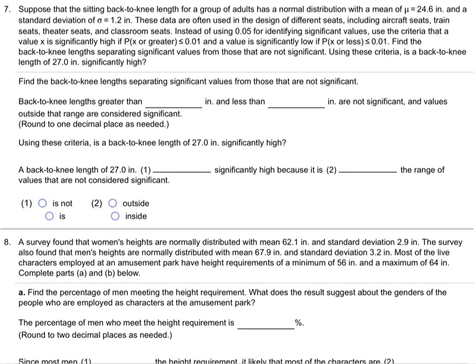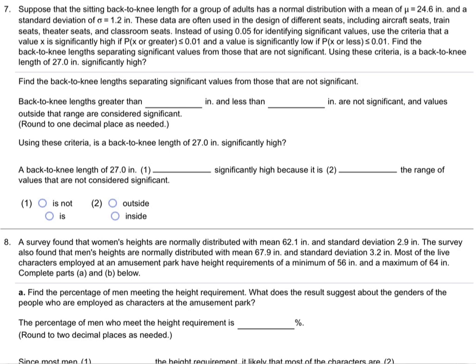On to number 7. So the words are getting longer, but the problems are the same. Suppose that the sitting back to knee length, back to knee. All right, so when you're sitting down, how far is it from your back to your knees, that distance? So like, if you want to sit in an airplane or bus or something, the leg room, basically. So back to knee length for a group of adults has a normal distribution, average 24.6 inches, standard deviation.